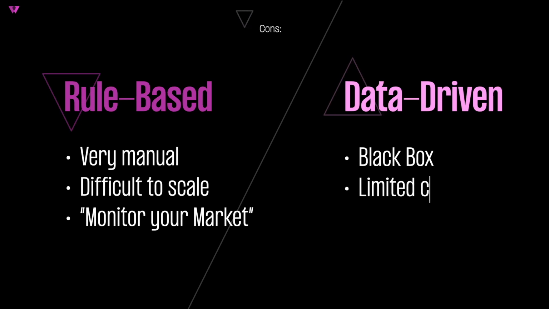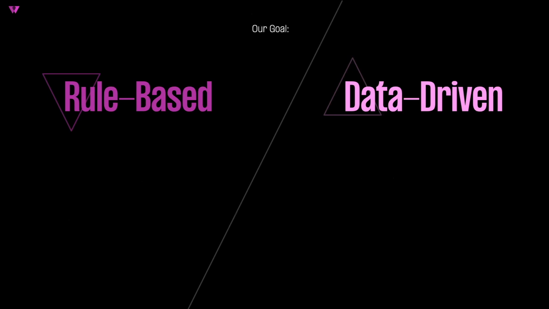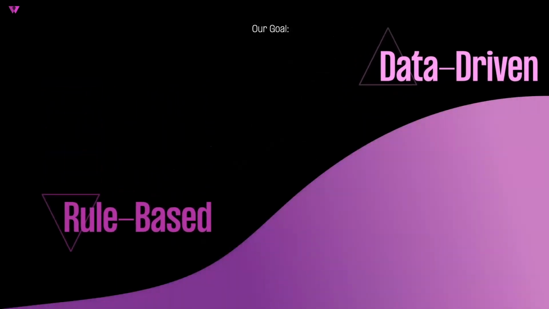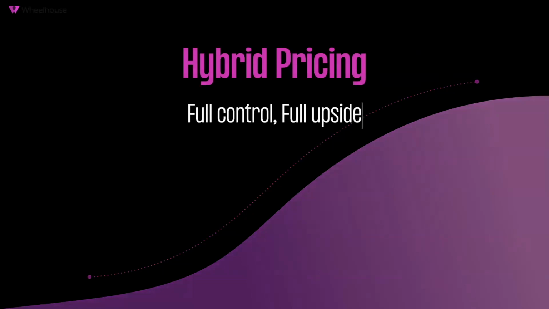Rule-based can be very manual, therefore difficult to scale. On the rule-based side, you kind of have to trust that you're monitoring your market and your portfolio. On the data-driven side, historically, before people started publishing research, there was black box. You might not have full control of your pricing, and you do need to monitor the model. So our goal, as of 8 weeks ago, we launched this product where you take this old paradigm and it shifts, where you can have rule-based or data-driven pricing or anything in between. And that is what we call hybrid pricing.